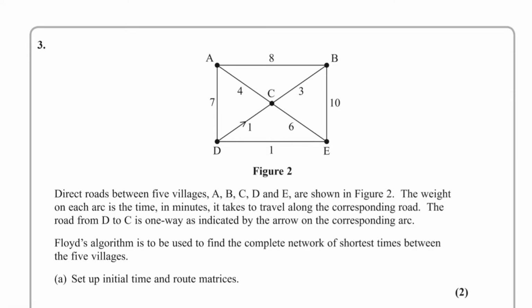Question number 3. Direct roads between 5 villages A, B, C, D and E are shown in figure 2. The weight on each arc is the time in minutes it takes to travel along the corresponding road. The road from D to C is one way as indicated by the arrow on the corresponding arc, that's shown here. Floyd's algorithm is to be used to find the complete network of shortest times between the 5 villages. For part A, we have to set up initial time and route matrices.